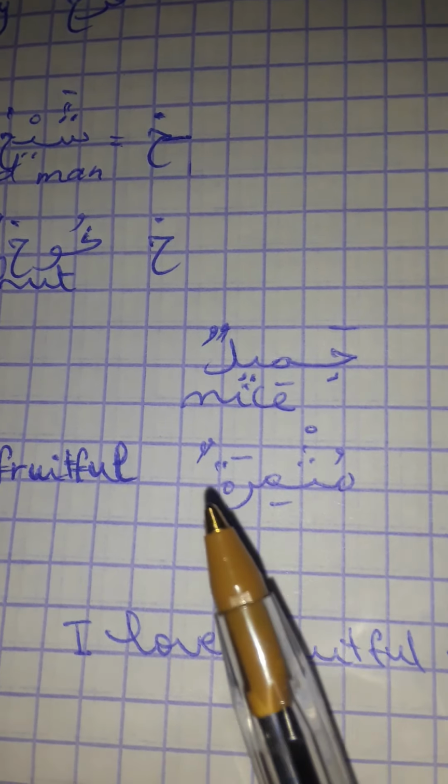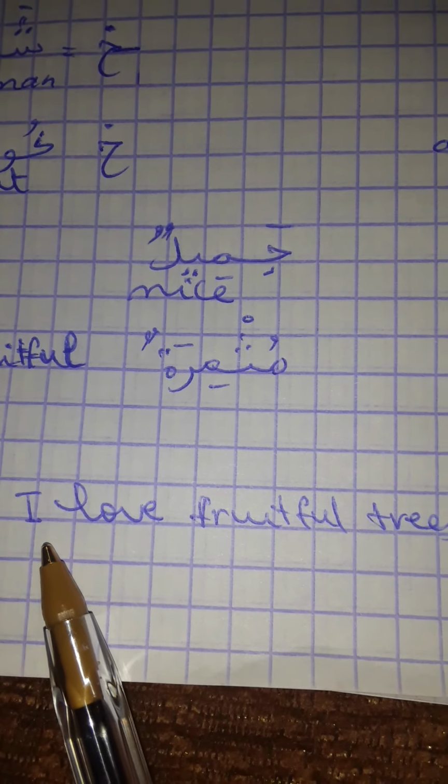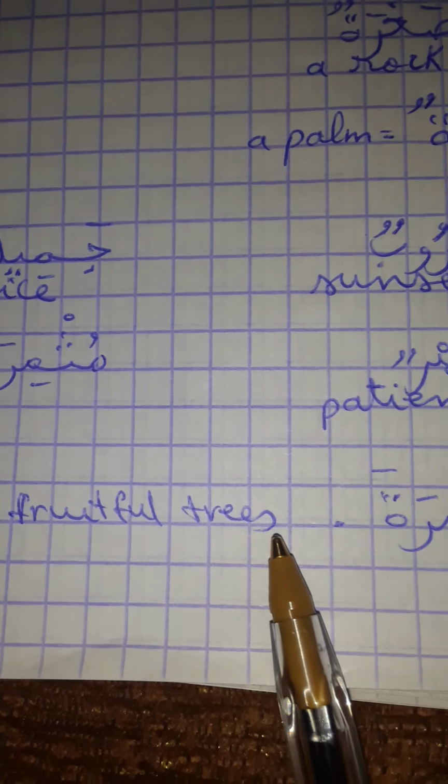And here I wrote a sentence, and I hope you will be able to read it. أحب الأشجار المثمرة. أحب الأشجار المثمرة. Which means I love fruitful trees.